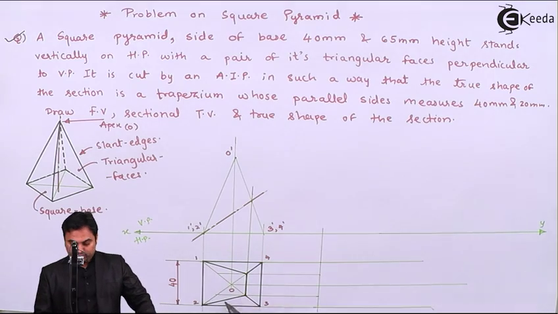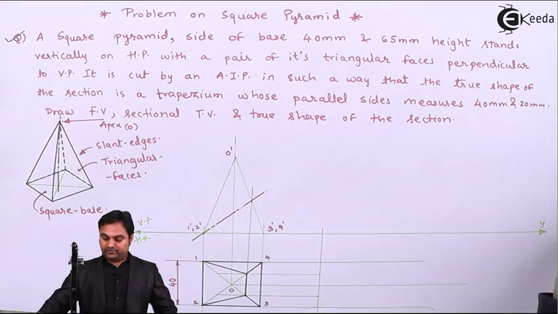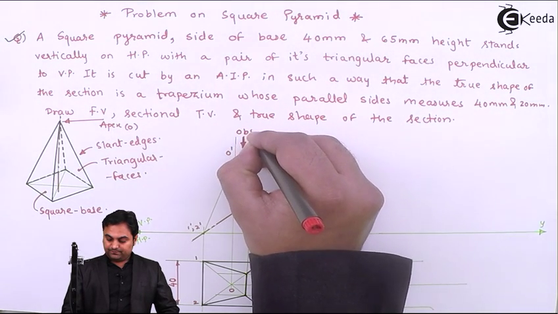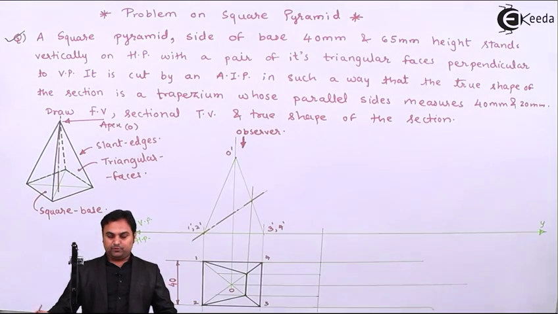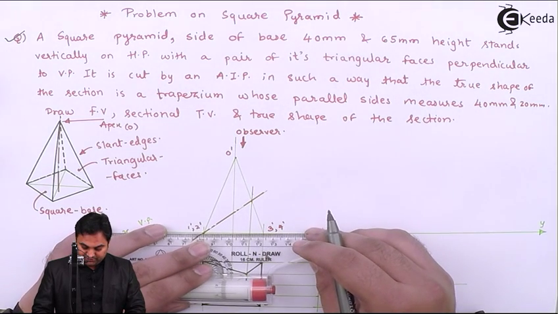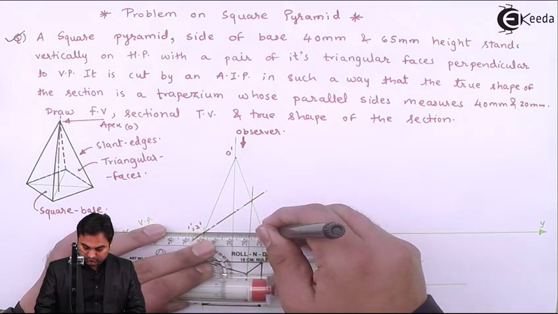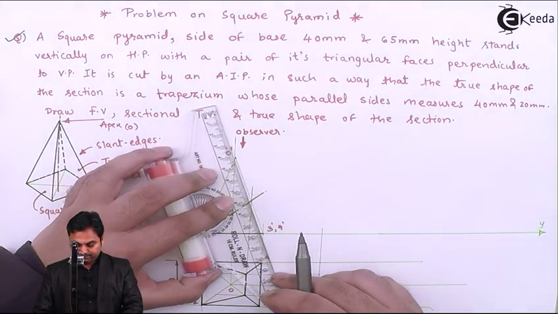So this is the cut portion. Next, when we are looking from top, this portion has to be removed at the top because the observer is here. So this top portion is removed and bottom is retained. Whatever is retained, I'll make it dark.